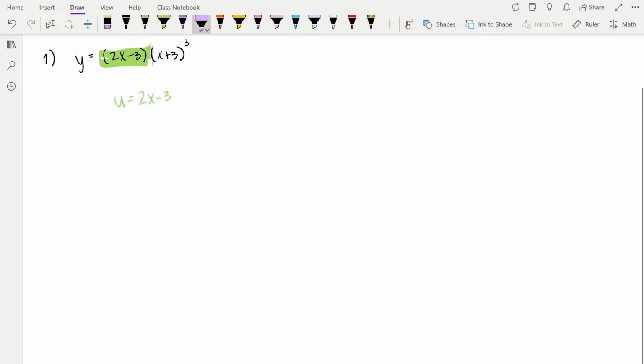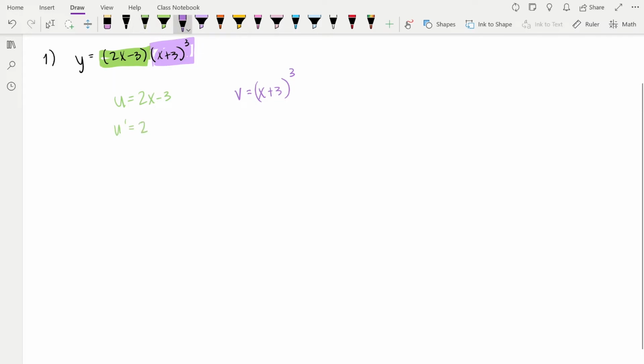Doesn't matter what order you name these for the product rule, it doesn't make any difference. You just need to identify the two things that are multiplied together. So v is x plus 3 cubed. And for the product rule, I take the derivative of each one. I will be a little bit messy with my notation. Sorry, it is the way that I do it.